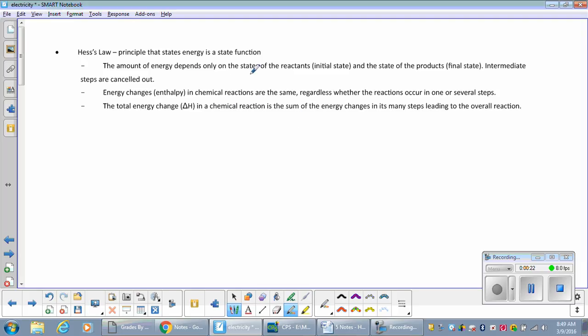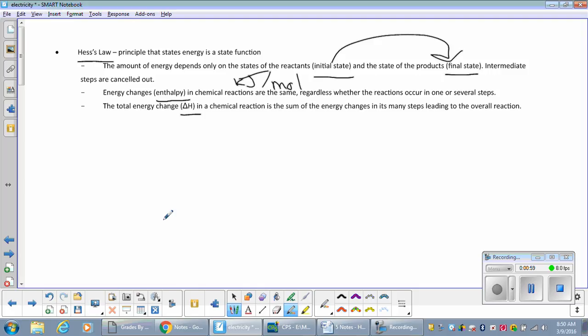So energy depends on the states of the reactants, their initial states, and their final states. It doesn't matter how they got from initial to final, as long as they did that. The intermediate steps end up being canceled out. So energy change, so enthalpy, remember enthalpy is kilojoules per mole, so that's important. It's the same regardless of the steps that the reaction takes. So our total change in enthalpy of the reaction is the sum of the energy changes in the steps leading to the overall reaction. So that is Hess's law.